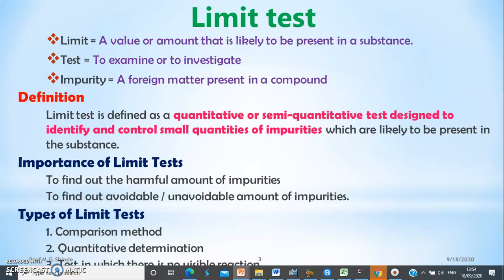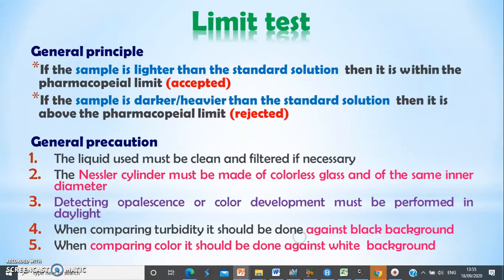There are different types of limit tests based upon comparison method, quantitative determination, and tests in which there is no visible reactions. The general principle behind the limit test is, if the sample is lighter than the standard solution, then it is within the pharmacopoeia limit and it is accepted. If the sample is darker or heavier than the standard solution, then it is above the pharmacopoeia limit and it is rejected. While performing the limit test, we have to take into consideration some general precautions.